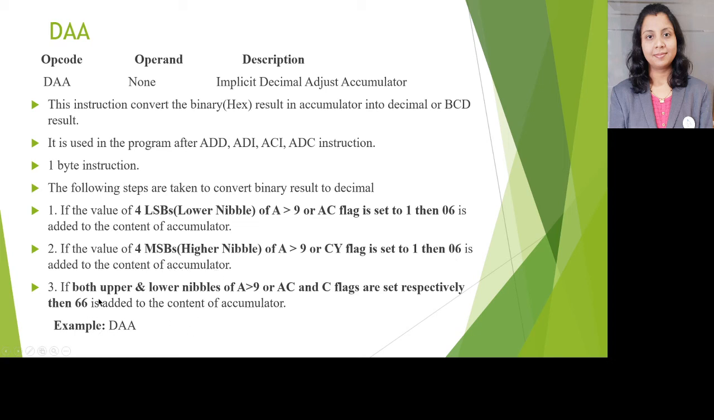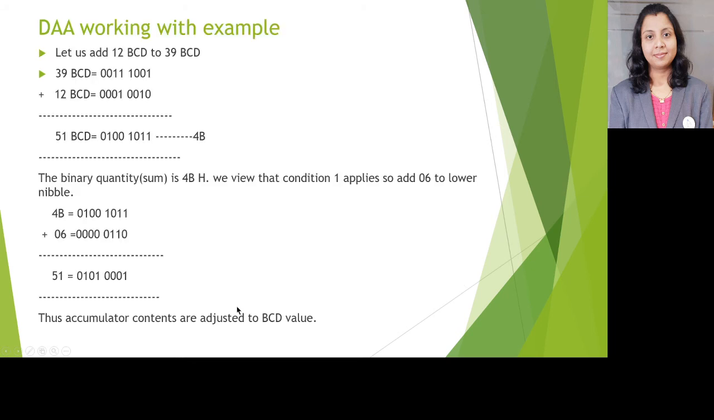And the third condition is if both upper and lower nibbles of the accumulator are greater than 9 or the auxiliary carry and carry flags are set respectively, then 66 is added to the content of the accumulator. The example is DAA. Now we'll see the working with an example.